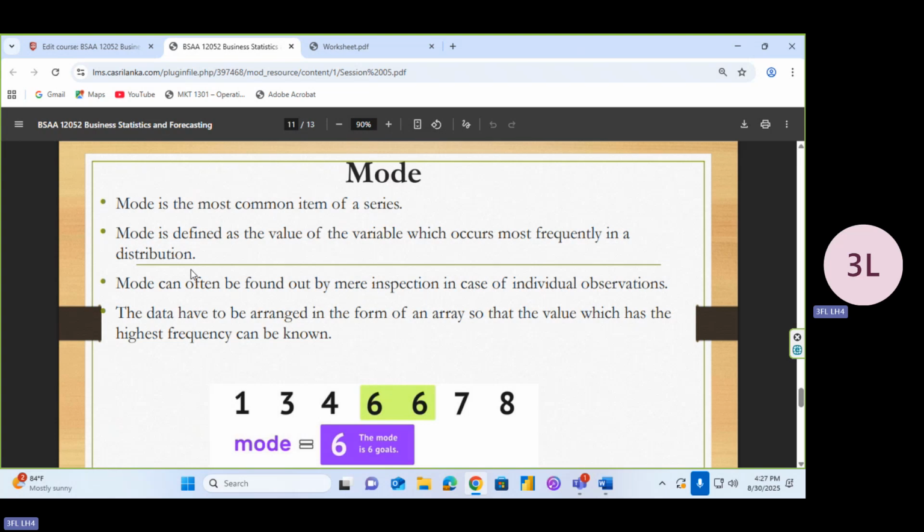It's clear. Then looking at this example: 1, 3, 4, 6, 6, 7, 8. What is the most frequent observation? 6. The mode value is 6. Understood? If we have a raw data set and need to find the mode, there is no formula or method. How do we find the mode? By mere inspection. Go through the raw data set and you can find the mode. There is no mathematical way to calculate the mode.